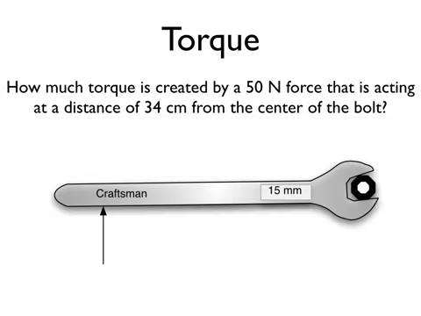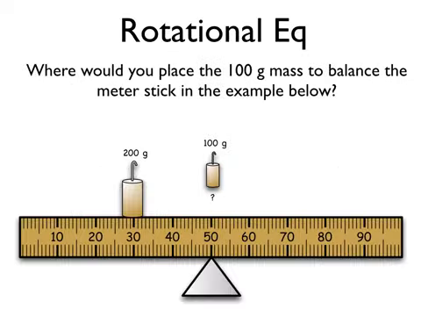Okay, with this one, you've got to find torque. So find for me the torque on this wrench. You have to be able to use torque to find balancing location. So where would you have to put this 100 gram mass to balance the 200 gram mass?